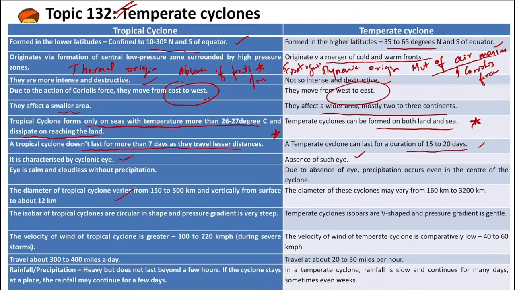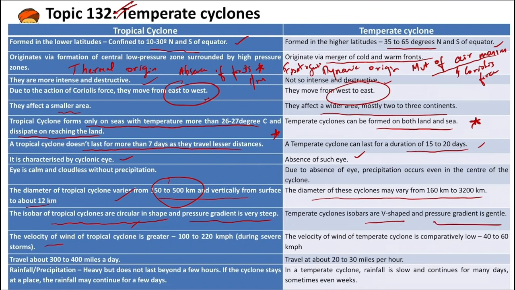So next important difference is the diameter. The diameter of a tropical cyclone varies from 150 to 500 kilometers, and vertically from the surface to about 12 kilometers, whereas the diameter of temperate cyclones varies between 160 kilometers to 3200 kilometers. And next you have to know, the isobars of tropical cyclones are circular or elliptical in shape, and the pressure gradient is very steep. When it comes to temperate cyclones, isobars are V-shaped and the pressure gradient is gentle.